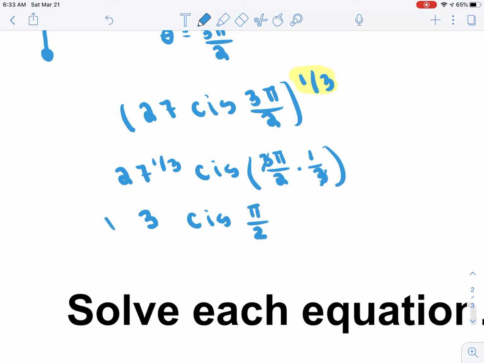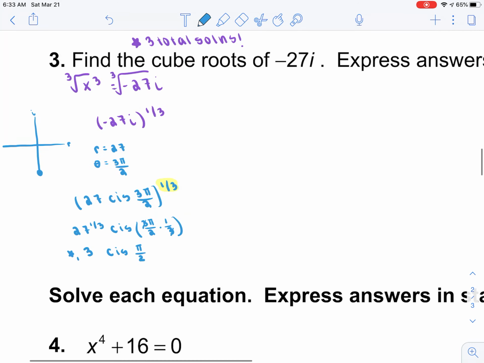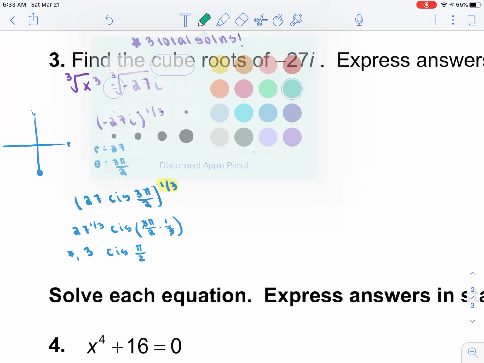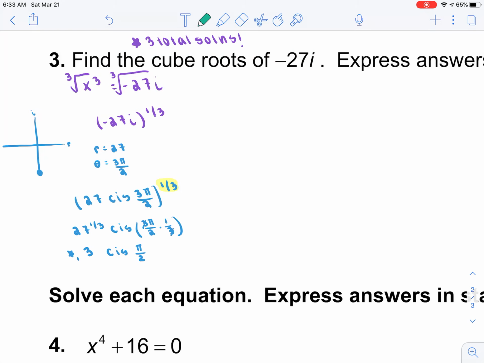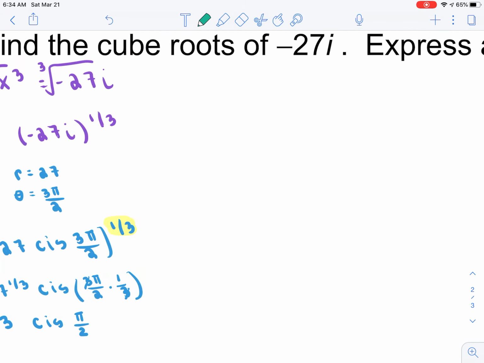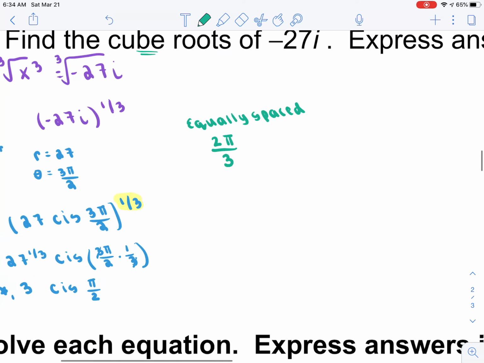This is actually that first answer, but in trig form. I'm just going to go with that notation. So star sub 1 is 3 cis pi over 2. Now, to find your remaining two solutions, we need to do equal spacing. So again, we could take 360 or take 2 pi. Since there's 3 solutions, we're going to divide that by 3, and that means every solution is going to be equally spaced 2 pi over 3 units away.